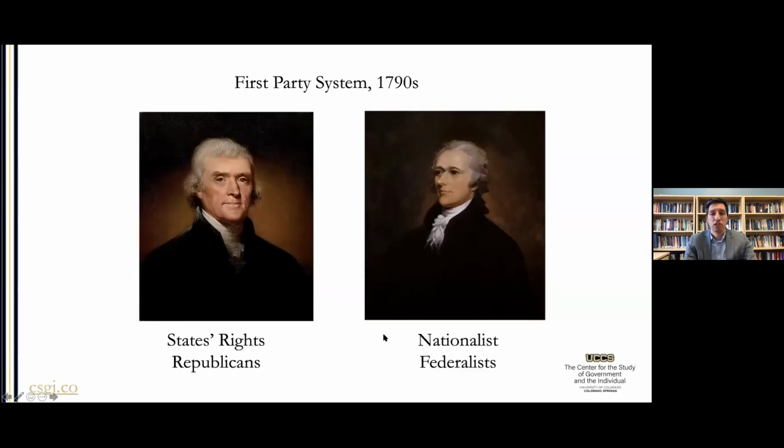So Jefferson was the leader of the Republican Party and Hamilton was the leader of the Federalist Party. And this was what historians call the first party system. It was the first party split under the United States Constitution. It came about first in Congress in the 1790s, and the Republicans called for less national government power, more states' rights, whereas the Federalists wanted more national government power.